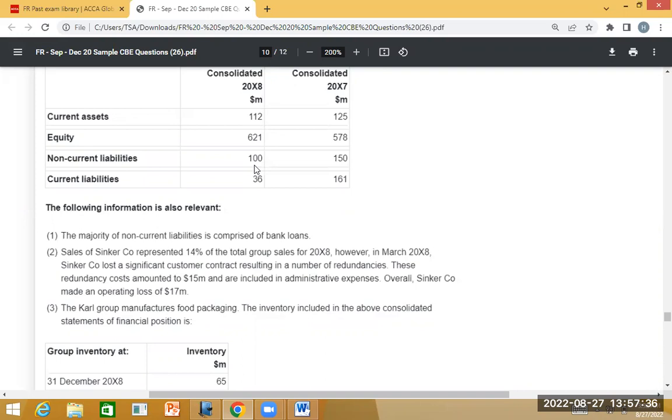Okay, has our capital employed also increased over the year? Previously it was 578 plus 150 and now it's 621 plus 100. Is it clear? Done?